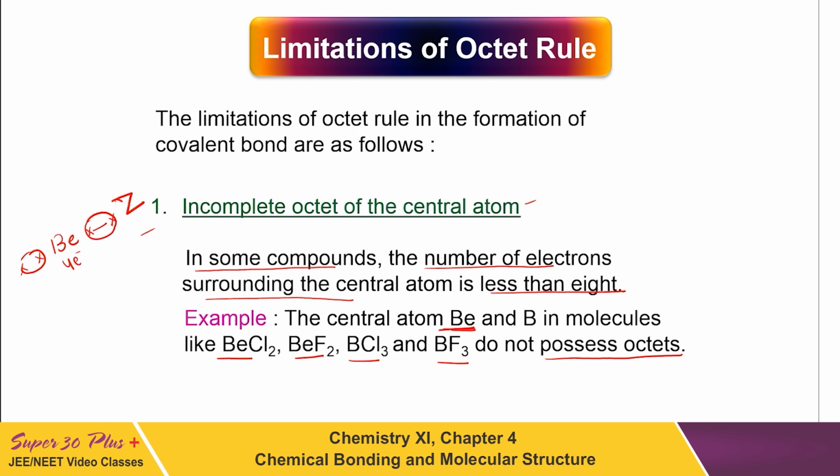Their octet is not complete. In BeF2 and BeCl2 there are 4 electrons in the outer shell, while in BCl3 and BF3 there are 6 electrons in the outer shell. So definitely the octet is not completed.